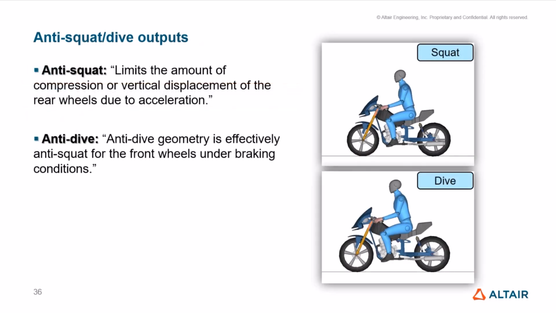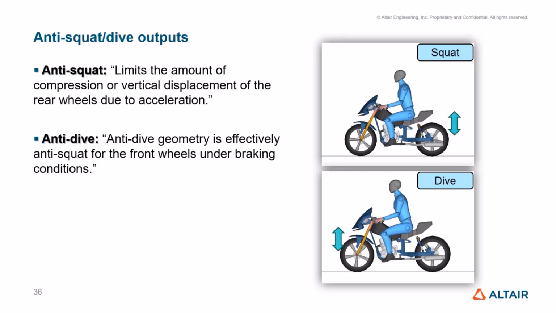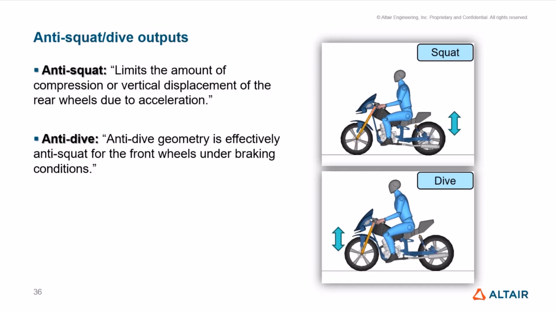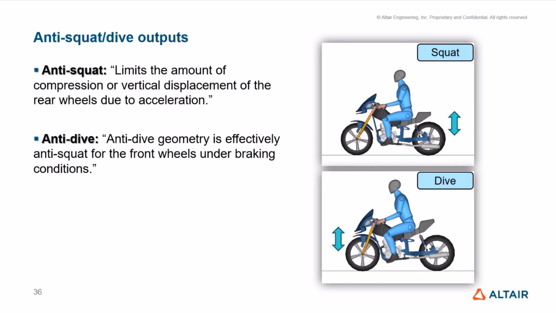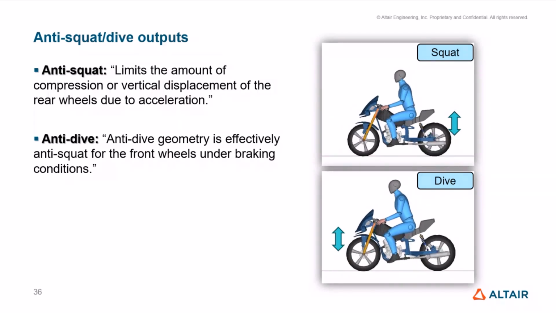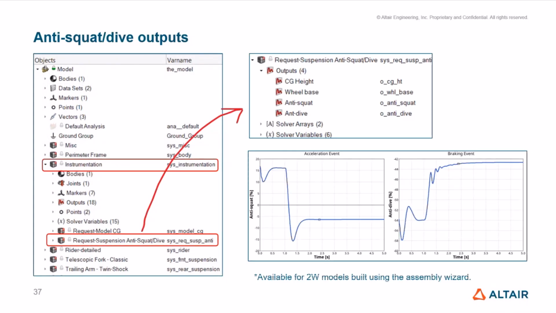Some more details. So if you are not aware, squat is the compression of the rear spring when you accelerate a vehicle. If you are a rider or a driver or you are used to driving vehicles, you would easily relate to this. And the dive is an exact opposite phenomenon that happens when you brake. So anti-squat and dive are basically means of designing the suspension geometry so that you reduce the compression of the spring and divert the forces through the joints instead.